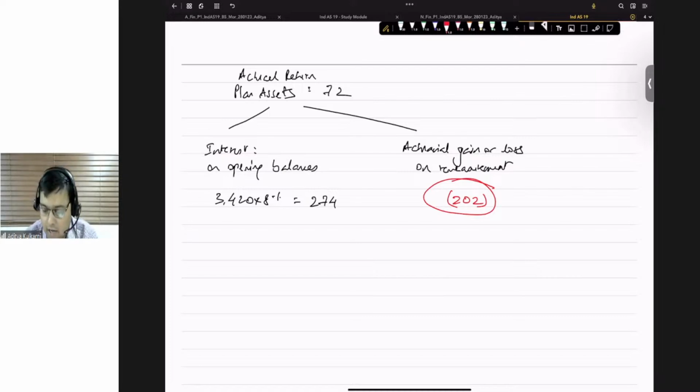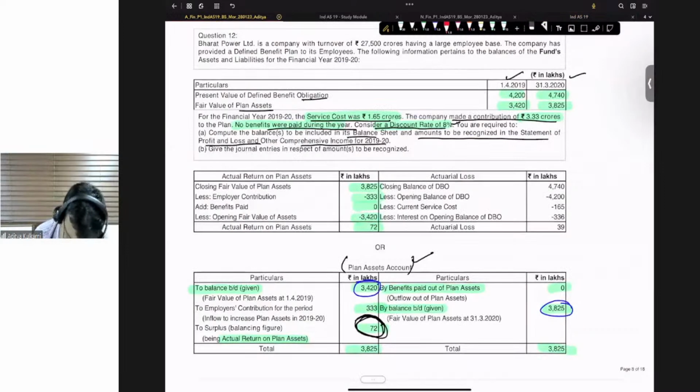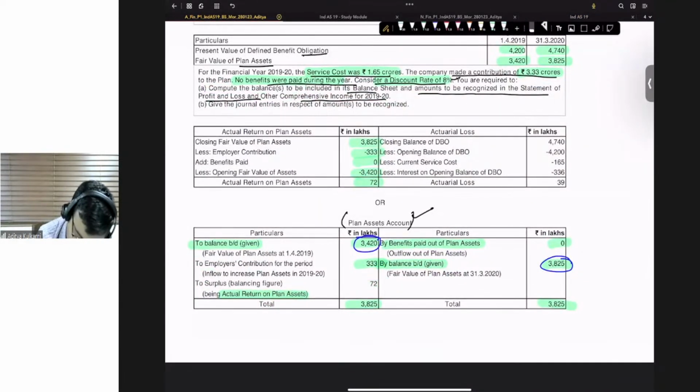Have you understood this? Yes or no? Did you understand how we got the actuarial gain or loss on remeasurement? Yes, 202 is my ultimate actuarial loss. Is it okay? Kaushiki, did you follow 202? See, my assets have earned how much? Did you understand 72? It is a balancing figure.